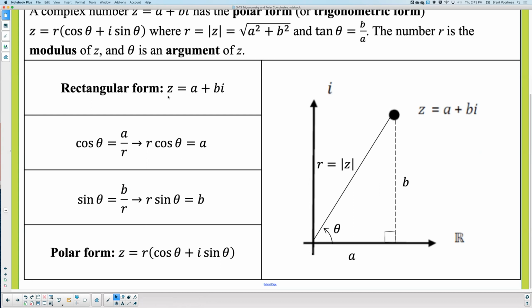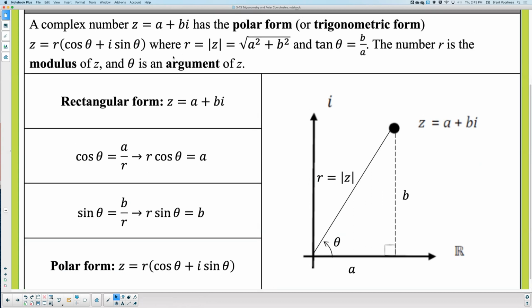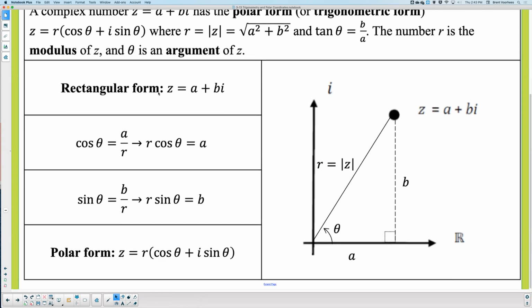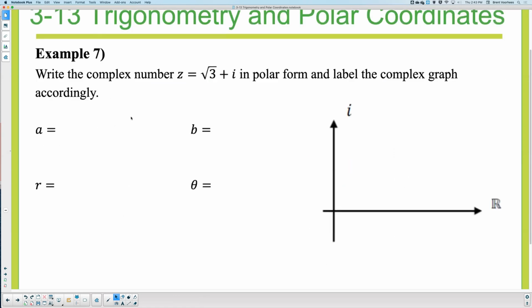Let me think. What do I need to put up here? The number R is the modulus and theta is the argument. Oh yeah, if you ever hear me say argument, I'm talking about the inside of a trig function. That's what they call the argument, which you've heard me say before, but I'll just remind you. Argument is the inside value inside of a trig function. Okay, so here we go.